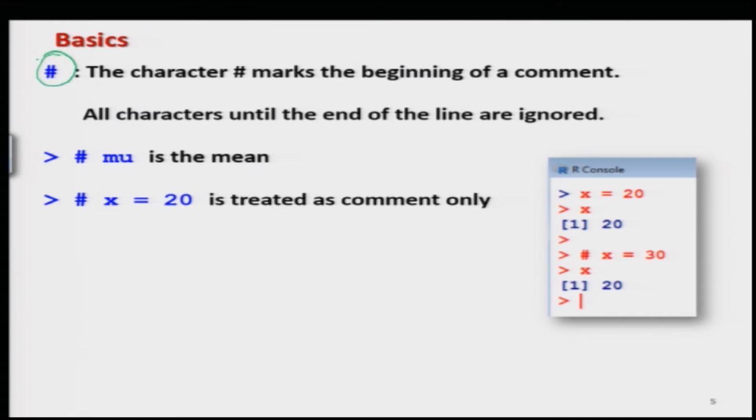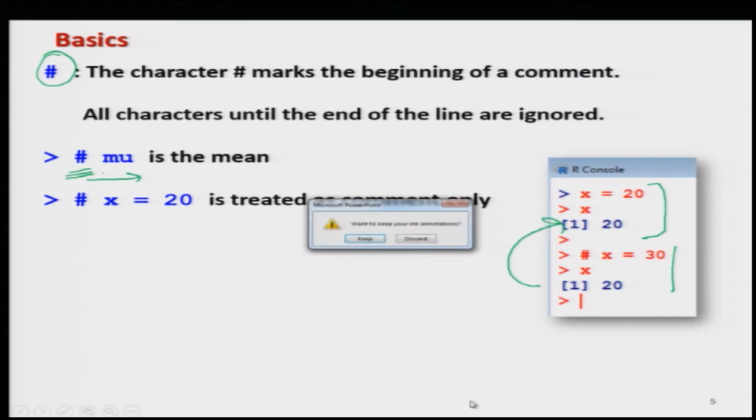So if you write any command in which the first letter is hash, then whatever is written after hash will not be executed, and this will be treated as a comment only. For example, I will show you on the R console. If I write x equal to 20, it will give me x equal to 20, but if I write hashtag x equal to 30, it will again give me the same value. It will not consider x to be 30, right?